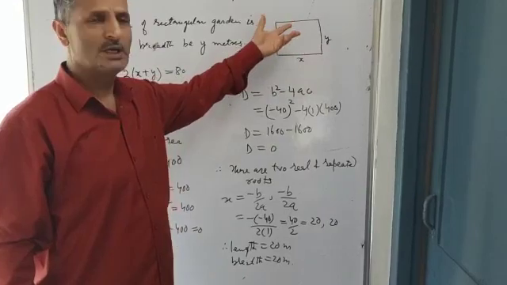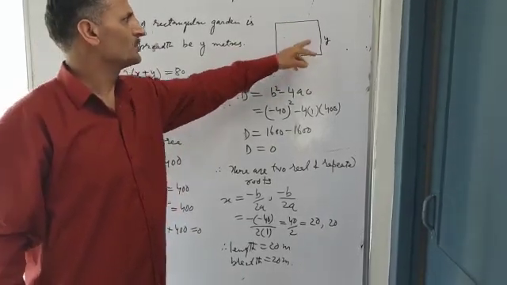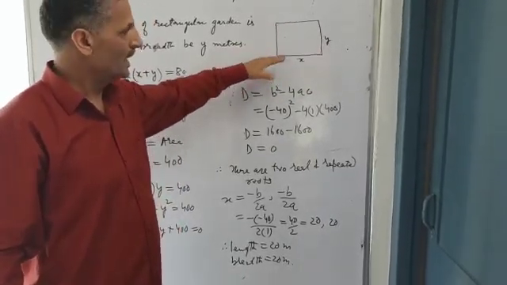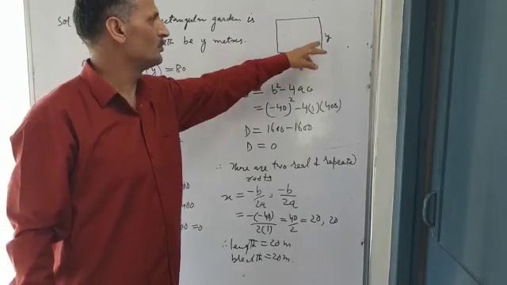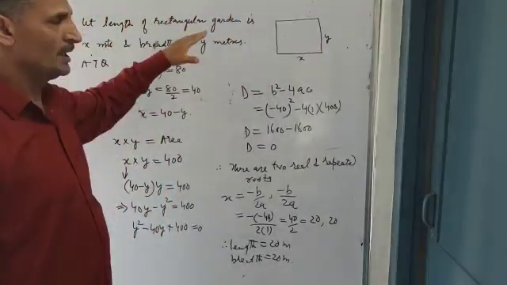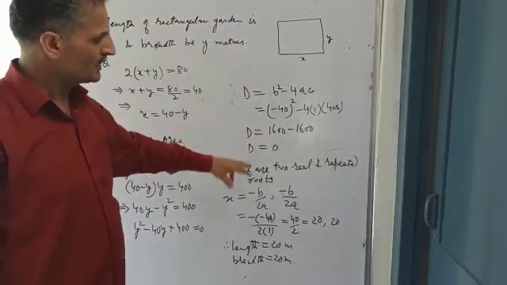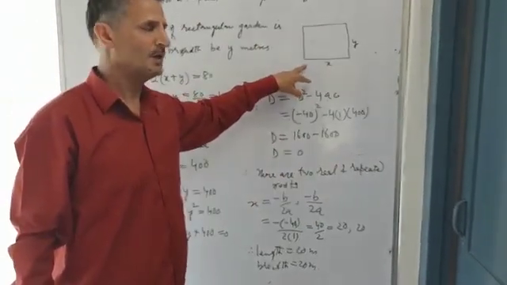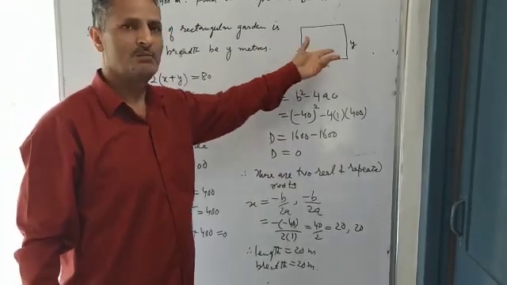If you find the perimeter, that is also 80: 20 plus 20 plus 20 plus 20 is 80. And if you want to find the area, 20 into 20 is 400. So hence verified. So the length of this rectangular garden can be 20 meter and breadth can be 20 meter.